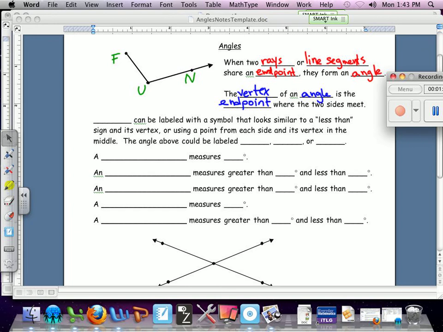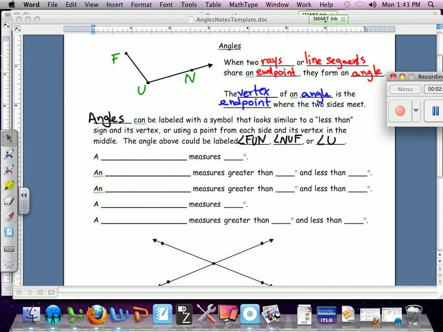And then we have a couple of options when we're naming the angles. You don't want to write the word angles. Angles can be labeled with a symbol that looks similar to a less than sign and just its vertex, unless there's more line segments or rays that come off of it, then you have to be more specific and use a point from each side and its vertex in the middle. So the angle above could be called angle FUN. It could be angle NUF, or in this case it could just be angle U, because there are no other line segments or rays that come off of it.